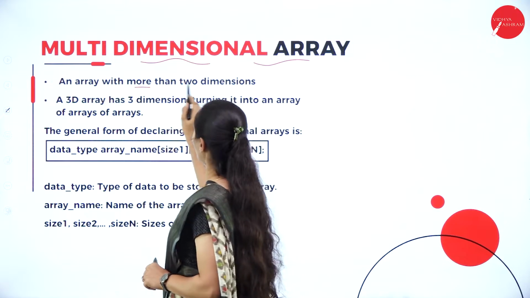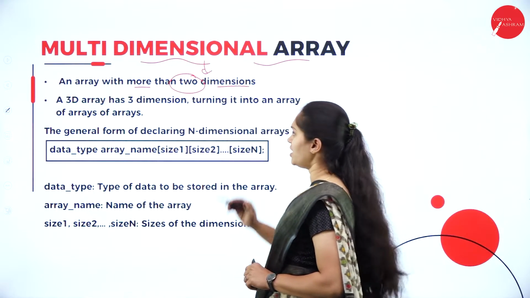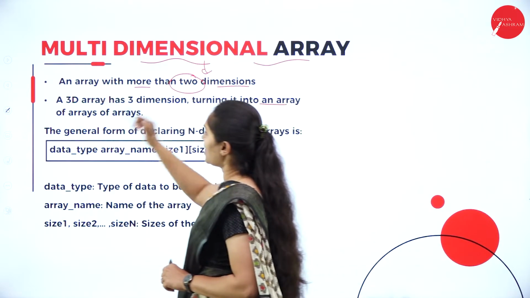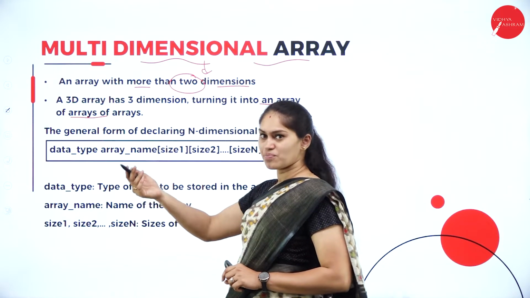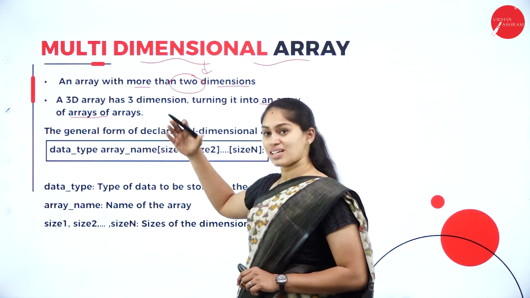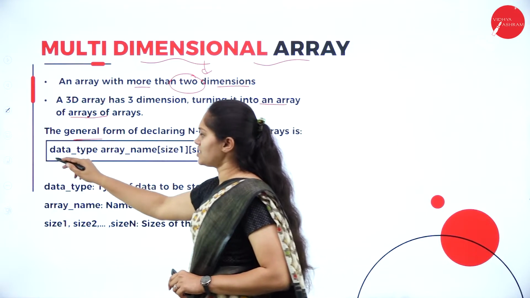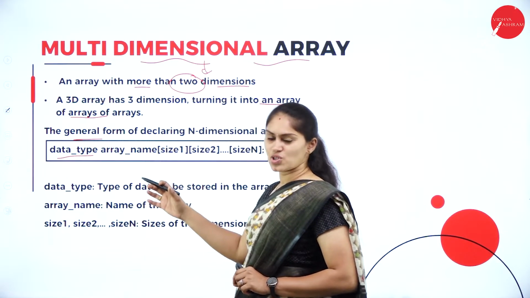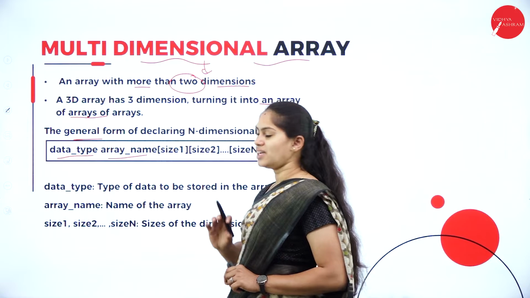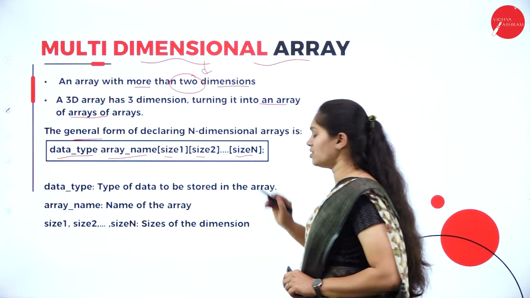An array with more than 2 dimensions, we can call that a multi-dimensional array, and we can also call this an array of arrays of arrays. So it will have a different number of dimensions, which is greater than 2. Here you can see the general form or syntax. First I need to have a data type, and I need to have a name of an array. That is, array name, size 1, size 2, up to size n.